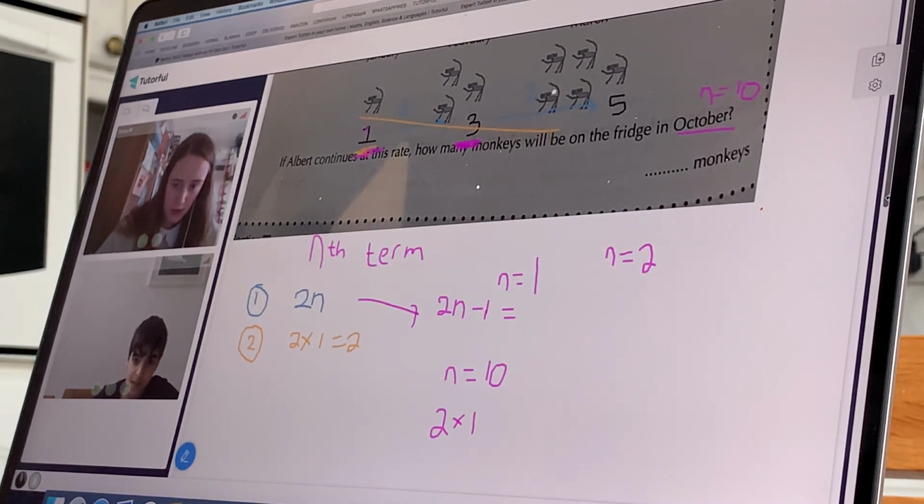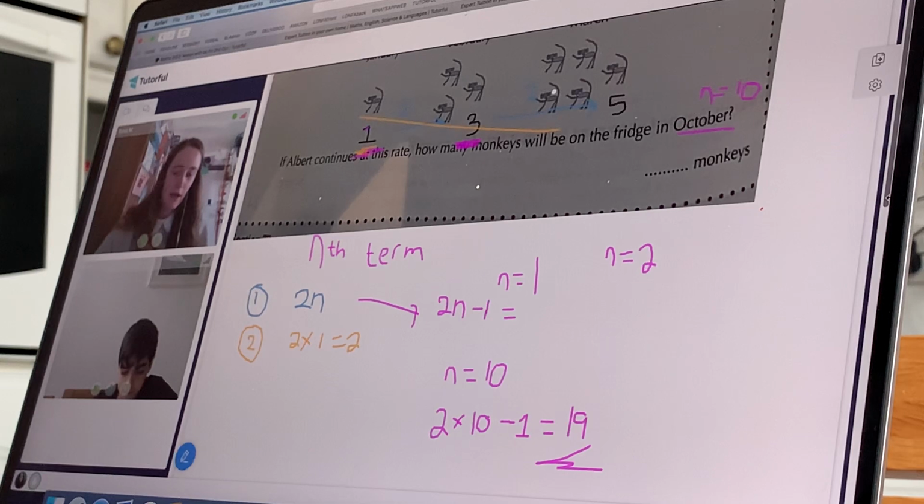2 times 5. 2 times 10 minus 1 equals 19, which is exactly what you said. Yes. And if we wanted, let's say in 100 months' time, we know that when n equals 100, I don't even know what month that would be, but it would be years and years in the future. We could do the same thing: 2 times 100 minus 1, we know that it would be 199 monkeys on his fridge. Yes. So that's the cool thing about that one.